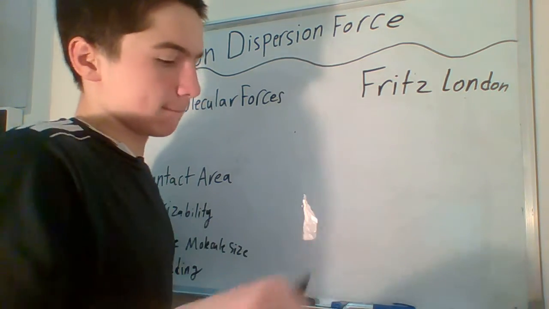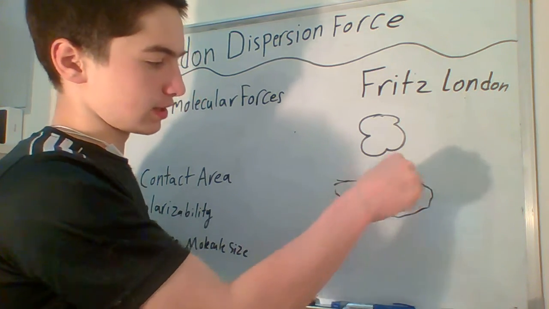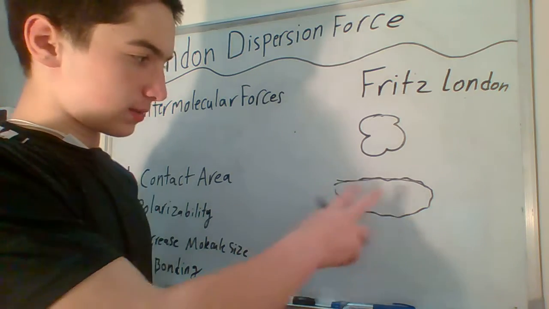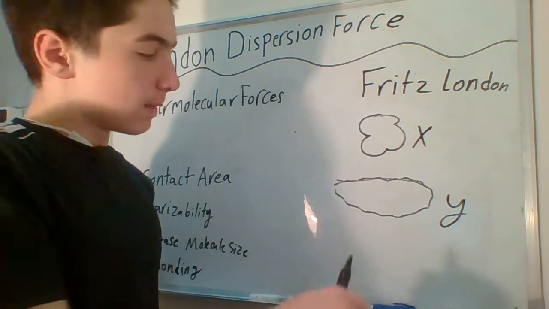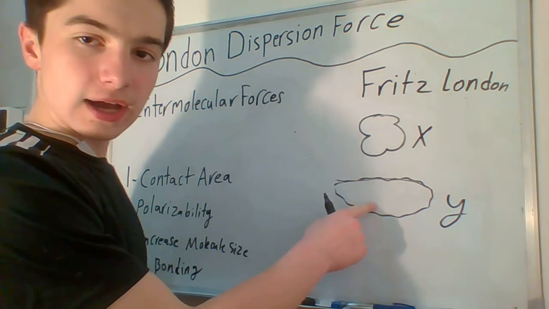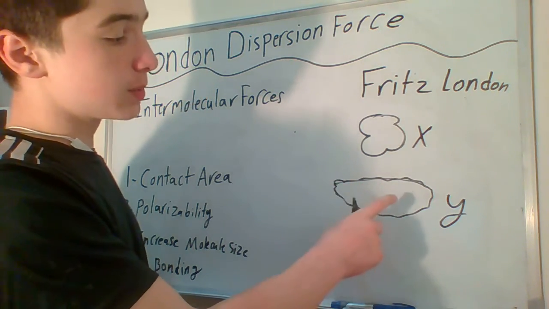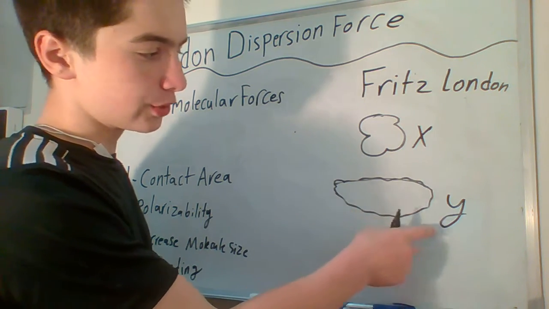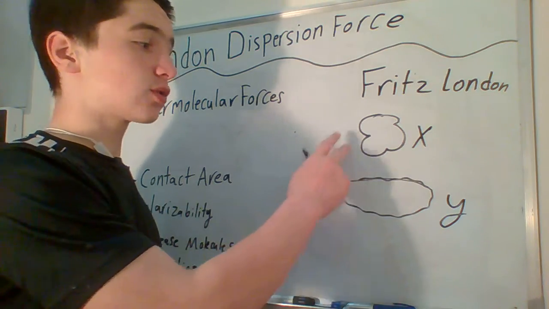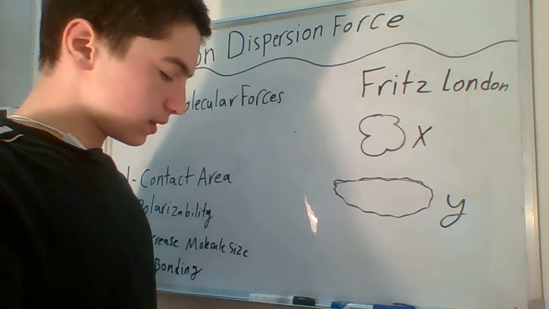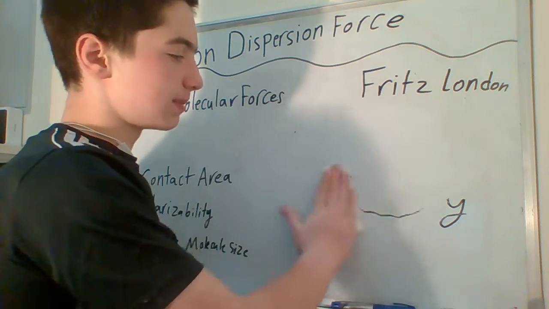The first one looks a little bit clumped. The second one is like this, for example, a little bit wider. Let's call this molecule X and this molecule Y. Well, because here we have more surface area, we're going to have more contact area. So that means that the London dispersion force will be stronger in molecule Y rather than X. Plus, it will have a high boiling point and molecule X will have a low boiling point. Now this is for the contact area. What about the polarizability?